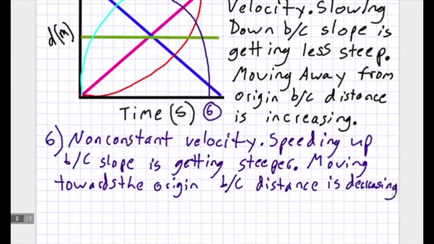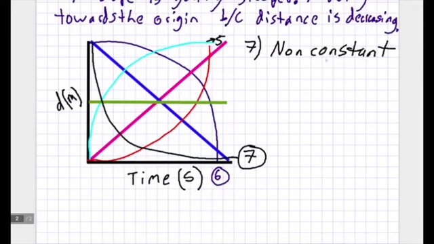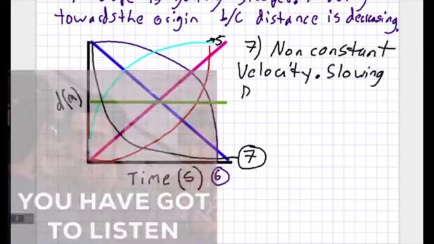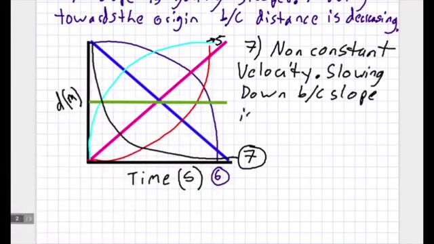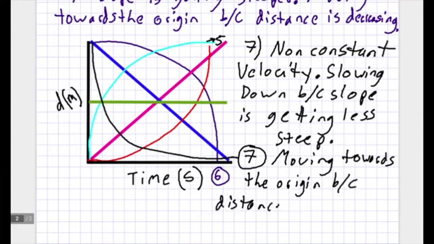We got one more example left, and that's going to be another curved line that's moving downward. Because it's curved, it means that we have a non-constant velocity, and because it's a non-constant velocity, it means that it's experiencing acceleration. In this case, our slope is getting less and less steep, which means that we are slowing down. We also can see that our line is moving downward, which means that we're moving towards the origin, because our distance is decreasing.